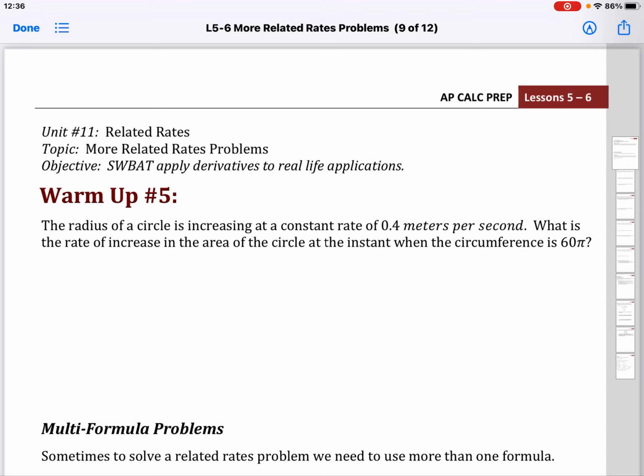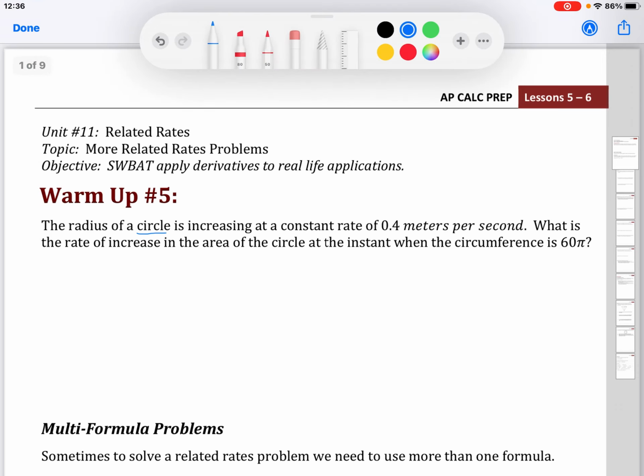The warm-up says the radius of a circle is increasing at a constant rate of 0.4 meters per second. So this is the circle and it's the rate of change. I'm going to say dr/dt is 0.4. It's increasing, so it's going to be positive. If you were in doubt, the units tell you a lot about what is being given to you. Meters per second. So per second is the rate, and since it's meters, it has to be dr/dt.